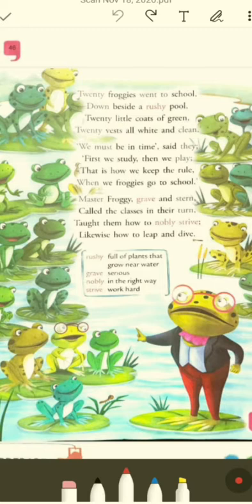So Master Frog, grave and stern, means Master Frog was very serious and a disciplinarian. One who believes that discipline is the key to everything. So he called the classes in their turn. Okay, he kept doing his duty turn-wise, and he taught all the frogs to nobly strive, means to work continuously hard in the right way. Okay. Likewise, how to leap and dive. So he also taught them life skills of leaping and diving. Leaping means jumping, and diving.